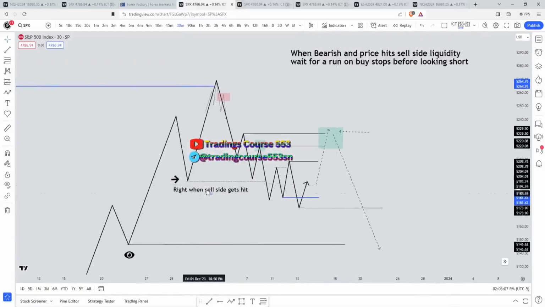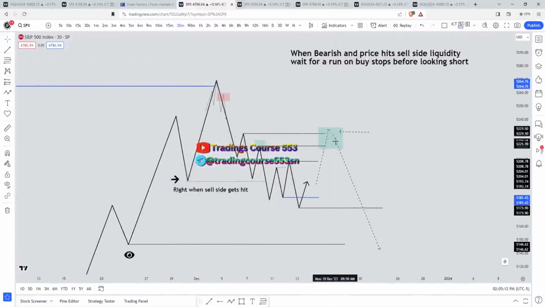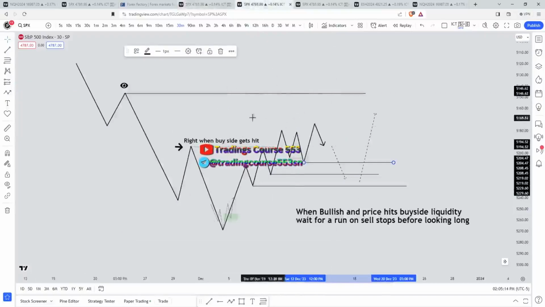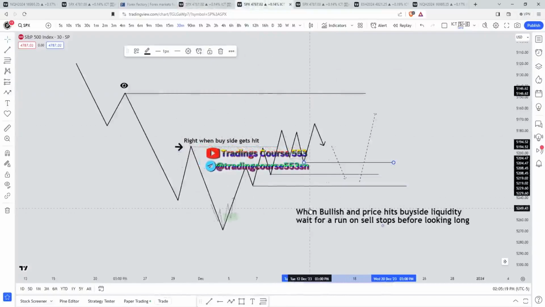So again, when price hits sell side, I'll wait for a run on buy side, then hunt a change in the state delivery model in here. Similarly, if we just inverse the chart, when I'm bullish and price hits buy side liquidity, wait for a run on sell stops before looking long.